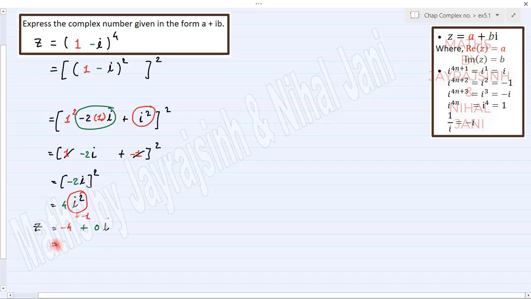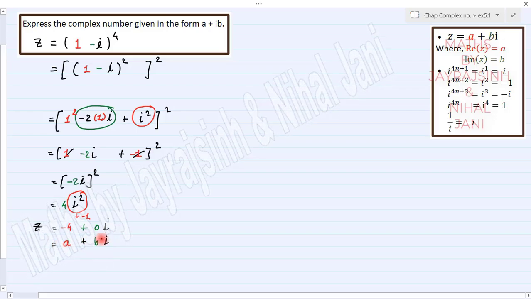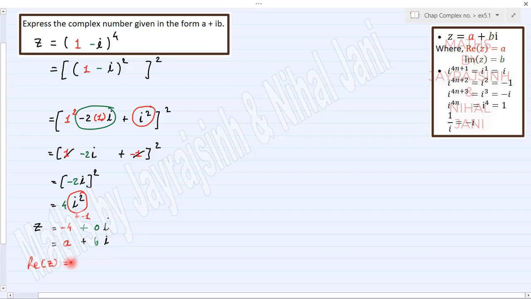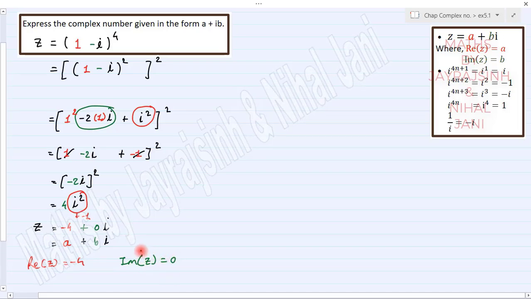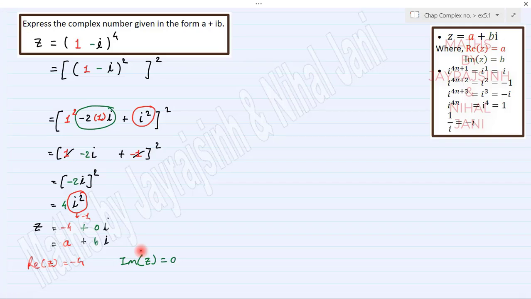can be considered as your standard form of complex number a plus bi, where real part of the z is minus 4 and imaginary part of the z is 0. So whenever your imaginary part is 0, the complex number is called purely real number. Ta-da!